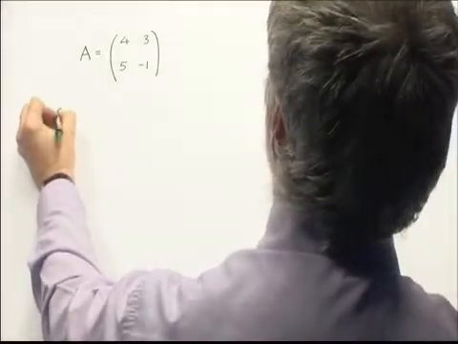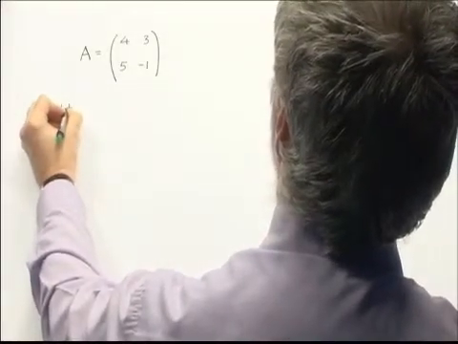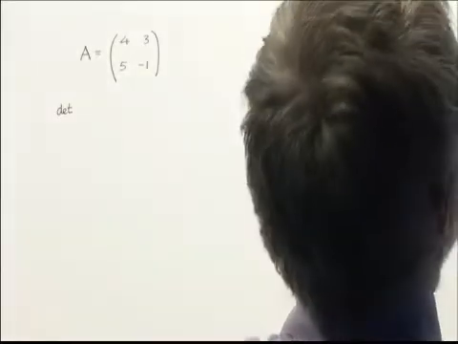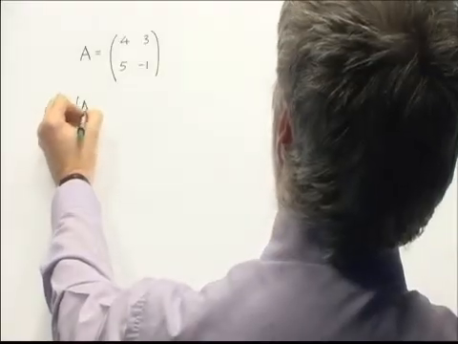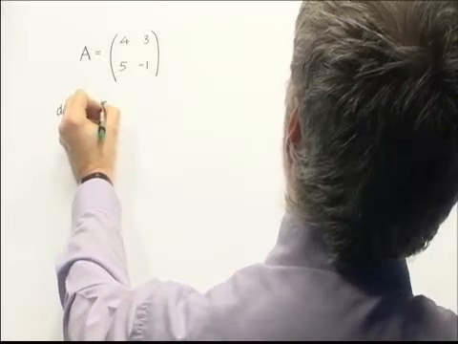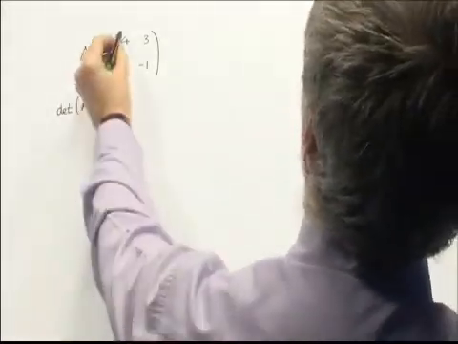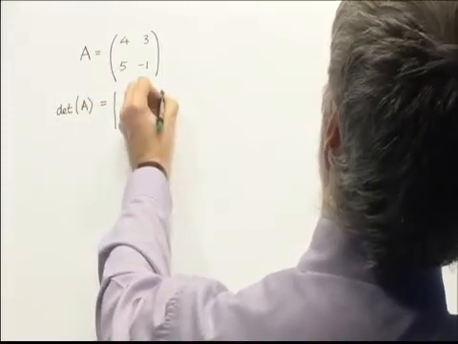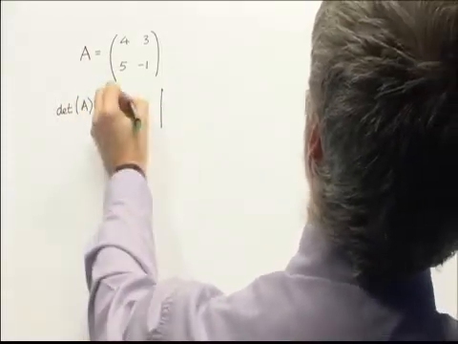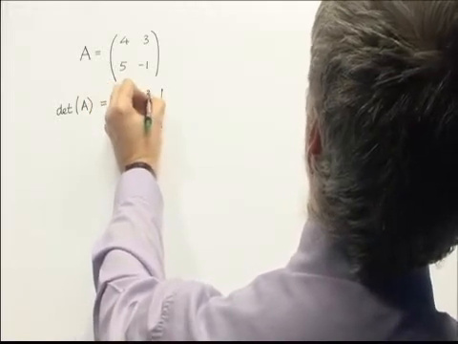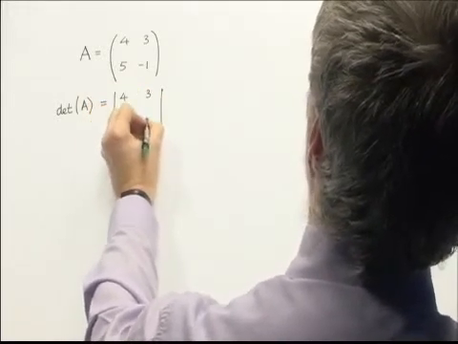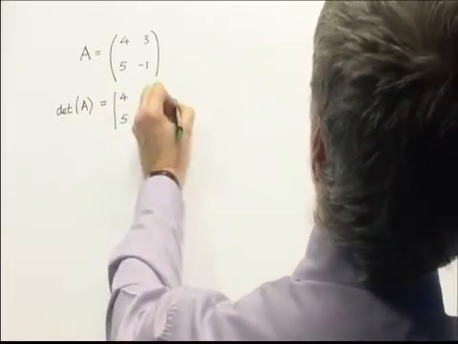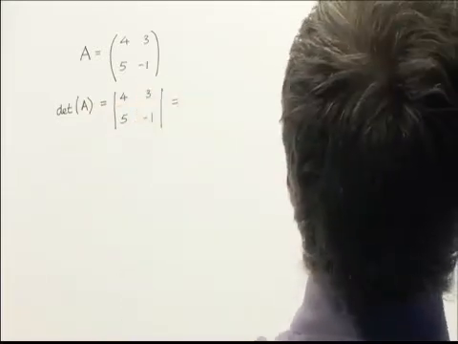So we want to find the determinant of A, and we normally denote that by the letters D, E, T, being the first 3 letters of determinant. So we write det of A, and when we're working out determinants, instead of using round brackets around the matrix, we use vertical lines. But the numbers within the vertical lines are exactly the same.